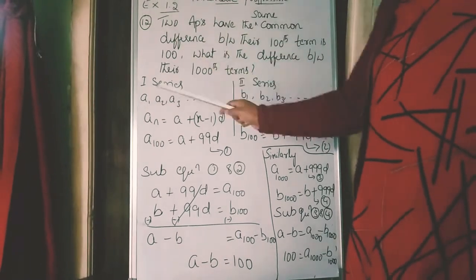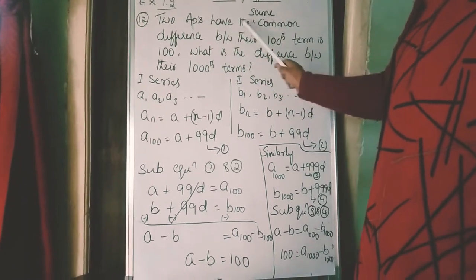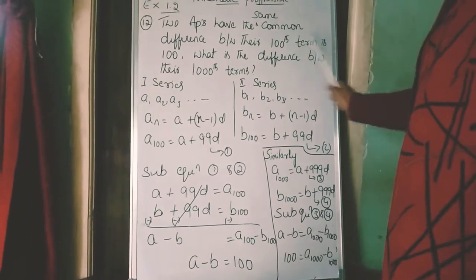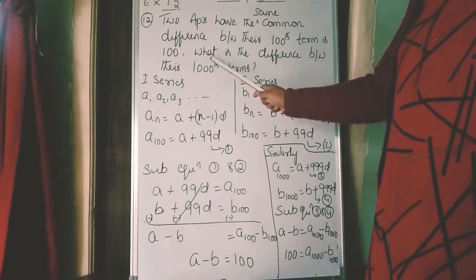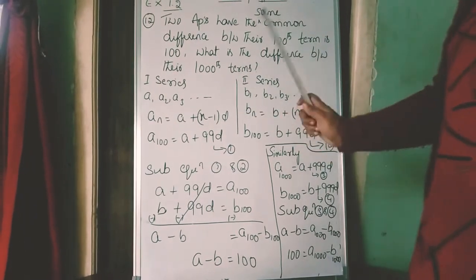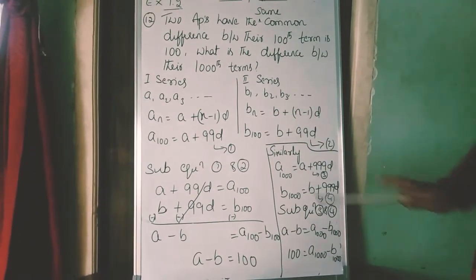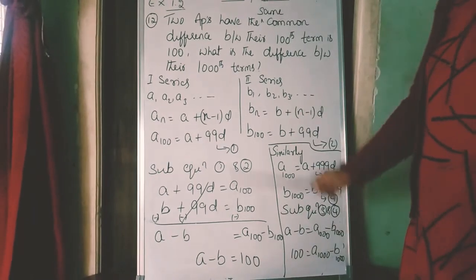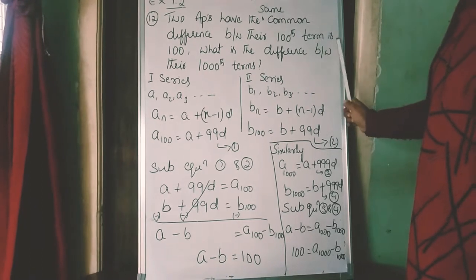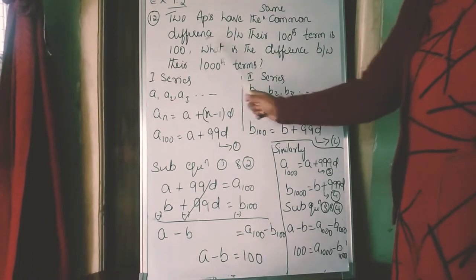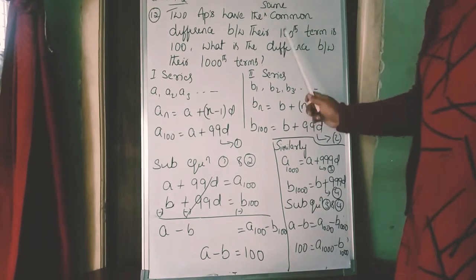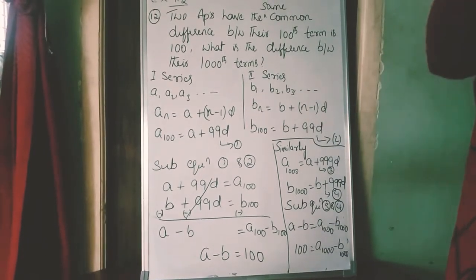Exercise 1.2, 12th question. Two APs have the same common difference. The difference between their 100th terms is 100. What is the difference between their 1000th terms? Students, understand here. They have given two AP series, and the difference between their 100th terms is 100. Then what about the difference between the 1000th terms?